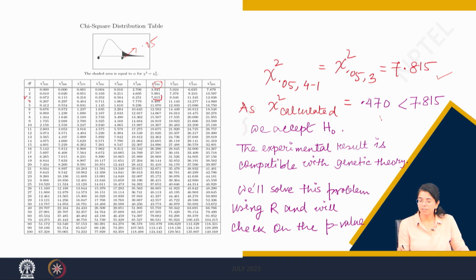As your calculated value is less than your tabular value, you accept the null hypothesis. And what is the final conclusion? The experimental result is compatible with genetic theory, and this problem we can solve using R, and we'll check the decision by the p value.